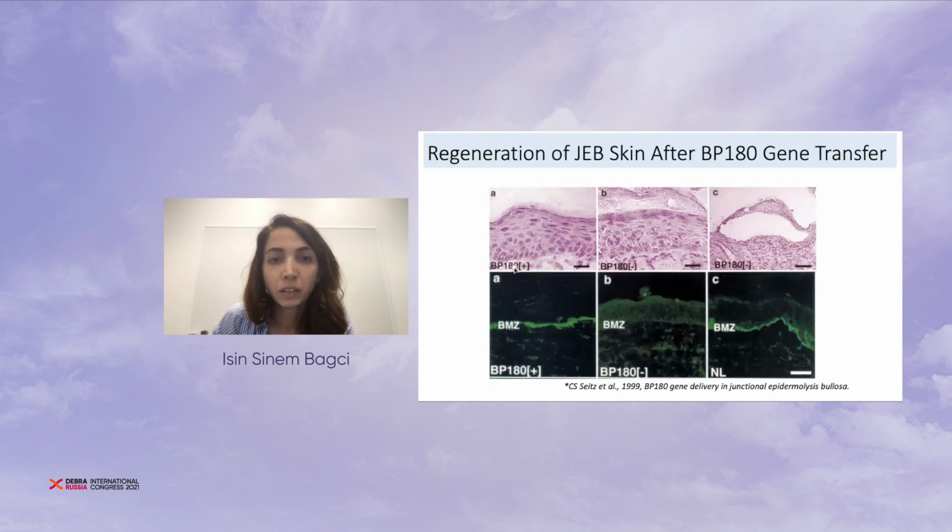Here on the left panel, you can see the keratinocytes of junctional EB treated with BP180 or collagen 17A, and the epidermis that they formed is nicely attached to the underlying dermis, and also these treated keratinocytes express BP180 at the basement membrane. On the other hand, non-treated keratinocytes of junctional EB patients formed an epidermis, but this epidermis could not attach to the underlying dermis and blistered. Also, these keratinocytes did not express BP180 at the basement membrane.